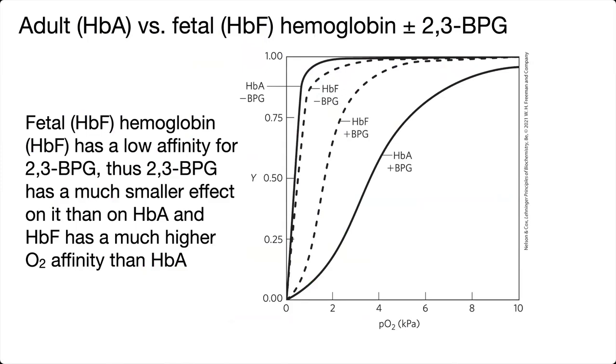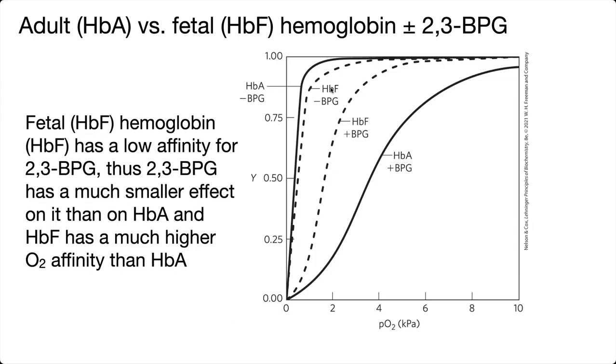But the fetal hemoglobin has some different properties. One is that it has a very low affinity for 2,3-BPG. So this is the adult hemoglobin without BPG that we saw before, and the adult hemoglobin with BPG. So this huge shift, this huge decrease in affinity with BPG, and this great cooperativity. Now let's think about the fetal hemoglobin though. So fetal hemoglobin without BPG versus fetal hemoglobin with BPG.